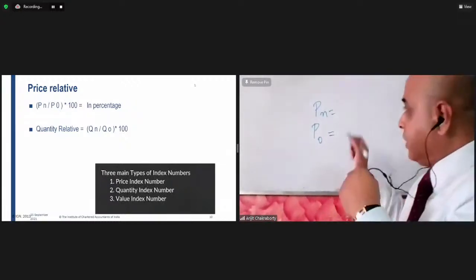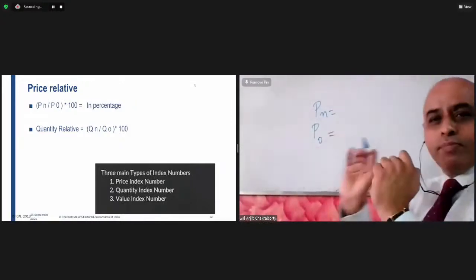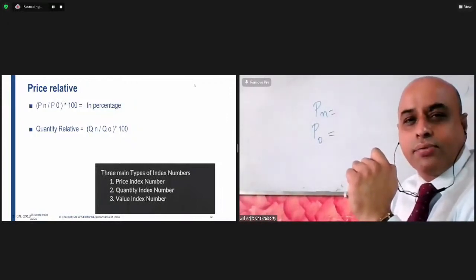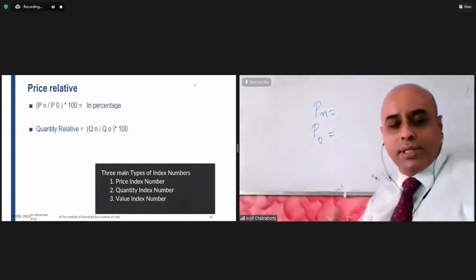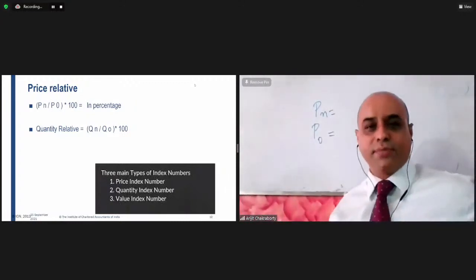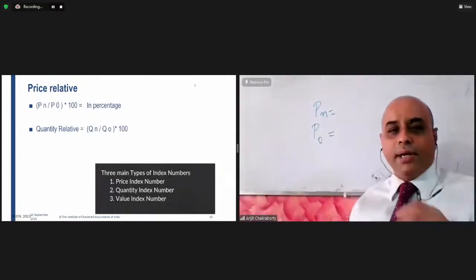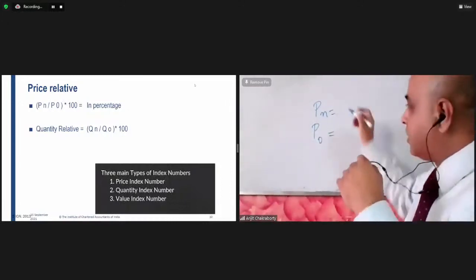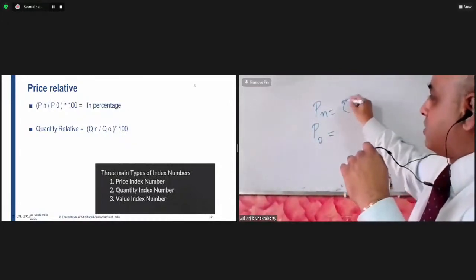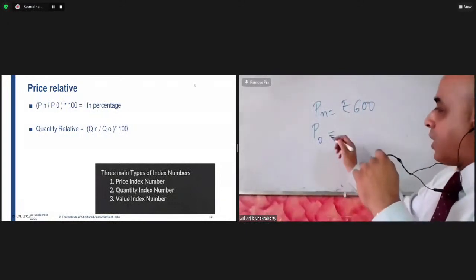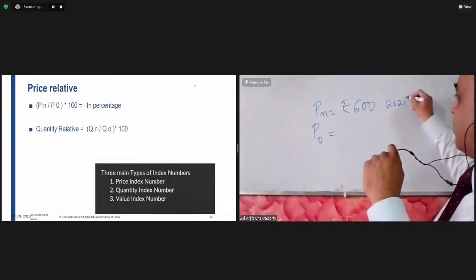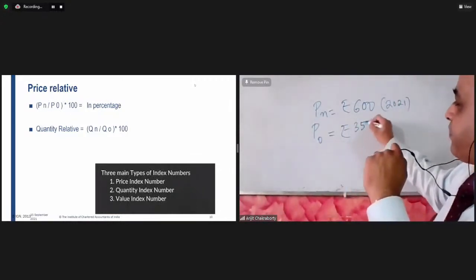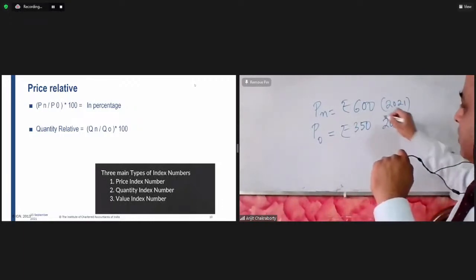Say we are considering one particular commodity, a box of chocolates, which we normally exchange on festive days. So a box of chocolates, say 200 or 300 grams, in the current year is costing, say, 600, just taking a rough figure. Pn is 600, and the price in the base year, P0, was, say, 350. So this is, say, 2011, and the current year is 2021.